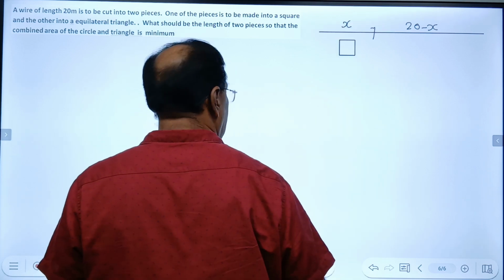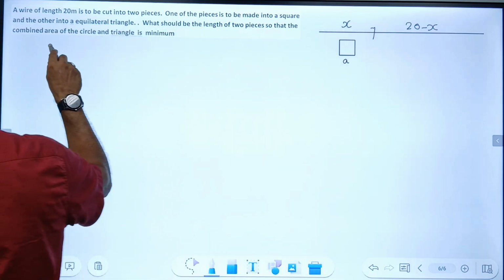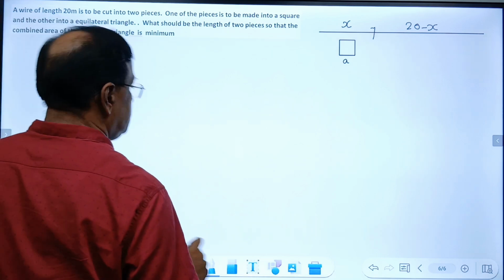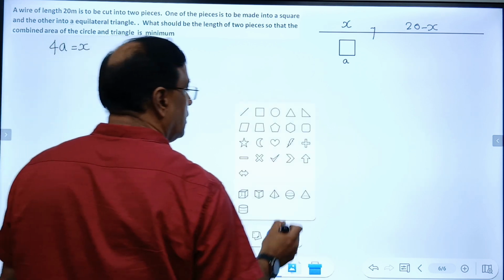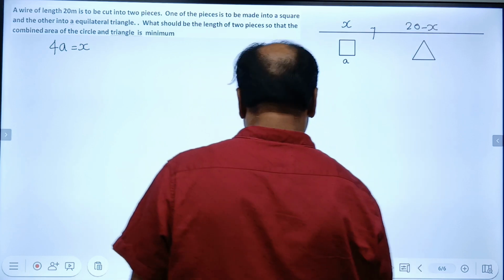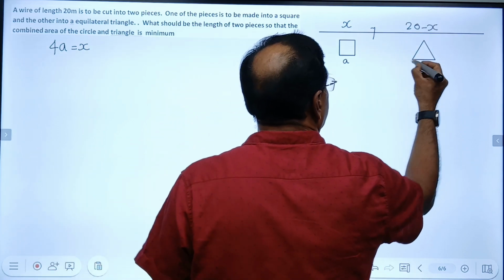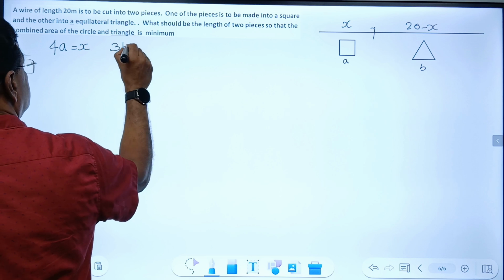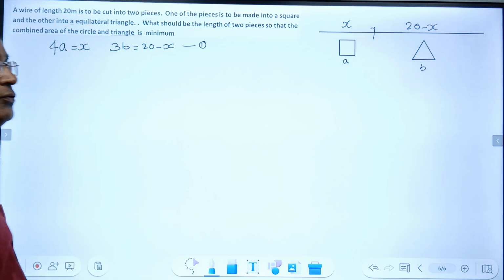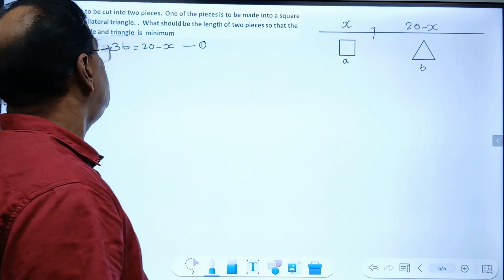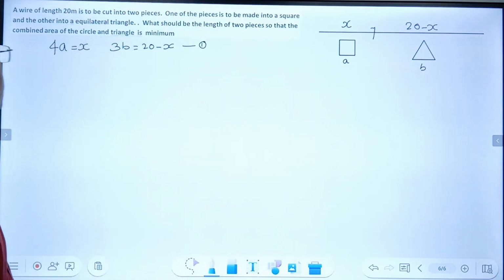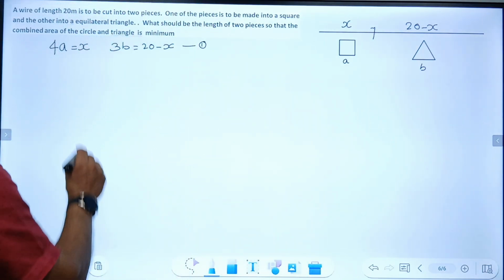I call this side as A. So obviously 4A equal to X, just like the previous question. The other piece is made into an equilateral triangle. So let the side of the equilateral triangle be B. So you have 3B equal to 20 minus X. Together I call it as 1. So this is what is given to you. Now what should be the length of the two pieces? That means I want to find X and 20 minus X, so that the combined area of the square and triangle is minimum. So what is the combined area?